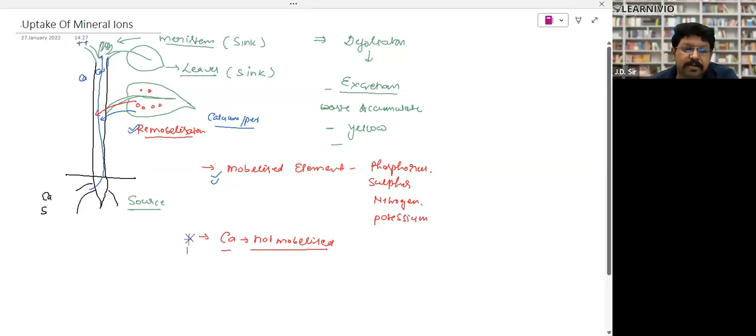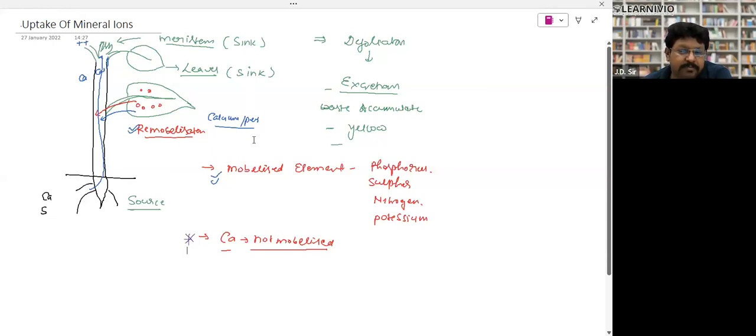So you can take this as the apical meristem, meaning the meristematic part where new leaves are generated and where new parts are forming, cell division is taking place. Those parts are sinks basically, like calcium, sulfate, sulfur, they are all required at the meristematic part. Leaves are also sinks. Why? Because minerals are getting deposited over here.